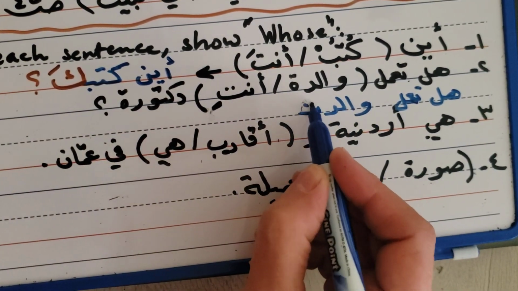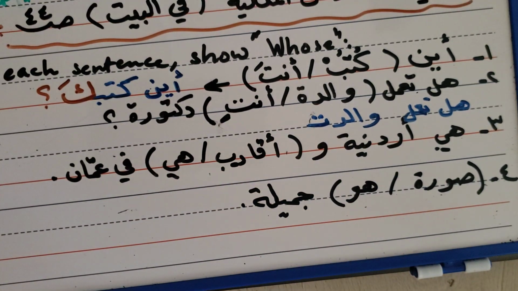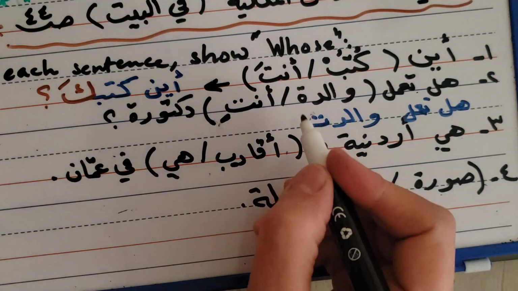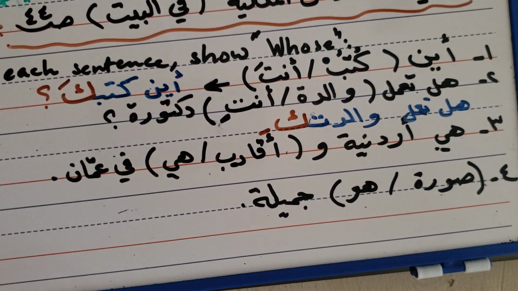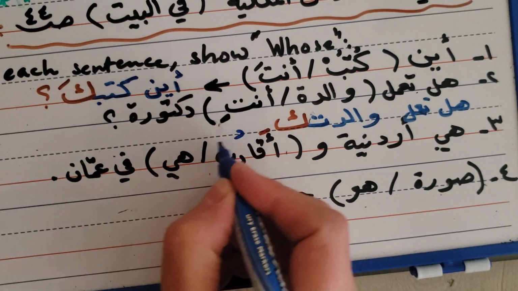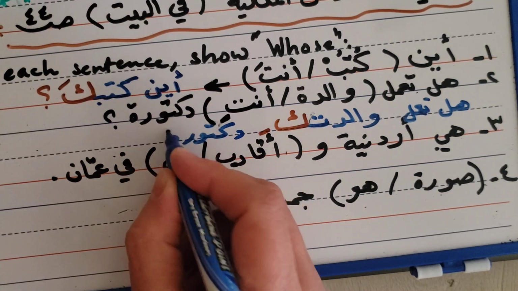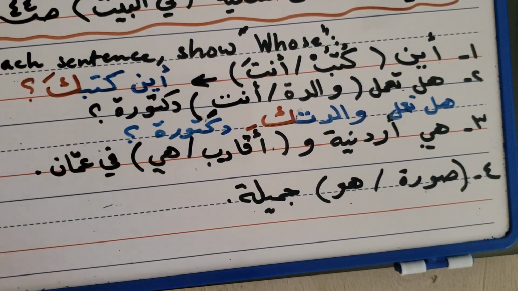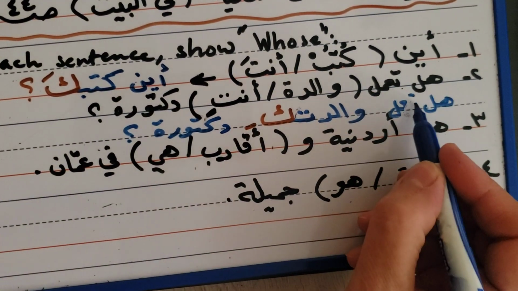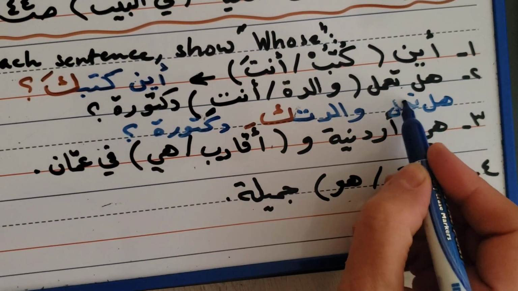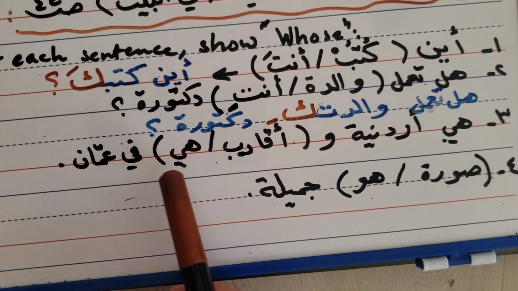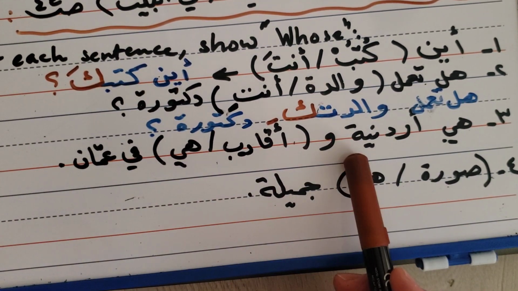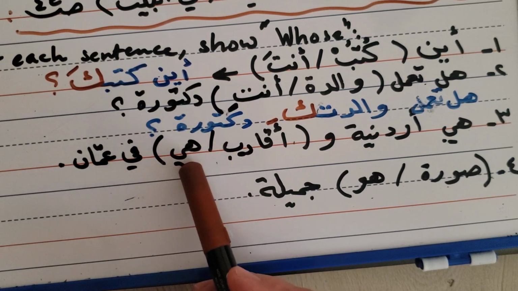هل تعمل والدتك, and then we add ka. هل تعمل والدتك دكتورة? Does your mother work as a doctor? علامة استفهام. Okay. Next: هي أردنية وأقارب هي في عمان. So she's Jordanian and the relatives of her are in Amman.